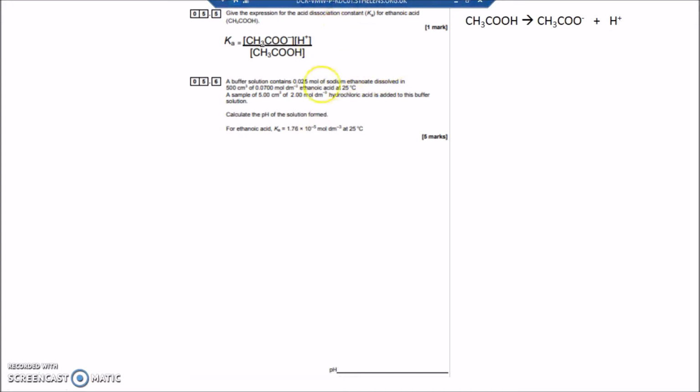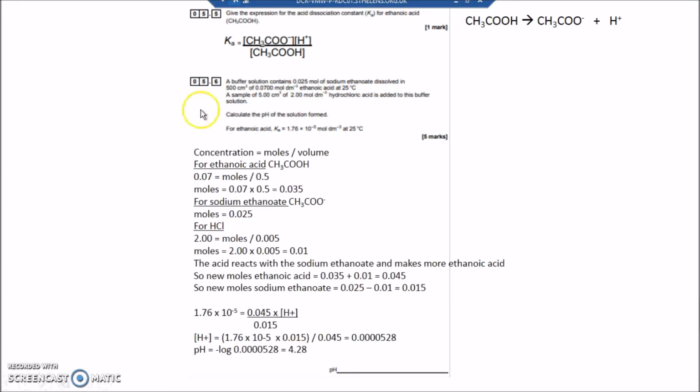A buffer solution contains 0.25 moles of sodium ethanoate dissolved in 500 cm3 and 0.07 moles per decimetre cubed of ethanoic acid. So first of all, I'm going to work out the number of moles of ethanoic acid. So concentration is moles divided by volume. So for ethanoic acid, concentration is 0.07 equals moles divided by 500 cm3 up into a larger unit, decimetre cubed. I divide by 1000, so it's moles divided by 0.5, 0.07 times 0.5, 0.035. That's the number of moles of ethanoic acid that I've got.